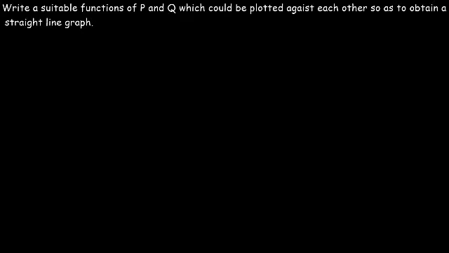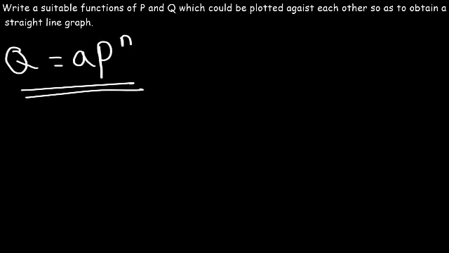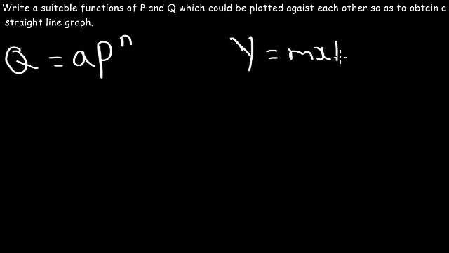Consider this statement. Write a suitable function for P and Q, which could be plotted against each other so as to obtain a straight line graph. So the first function is uppercase Q equals A, uppercase P, raised to the power of n. So this is the function. How can we rewrite or re-express this function such that it will be in this form, y equals mx plus c?